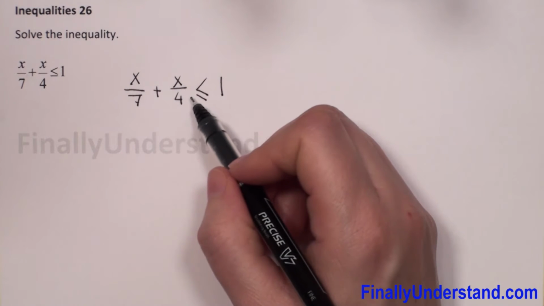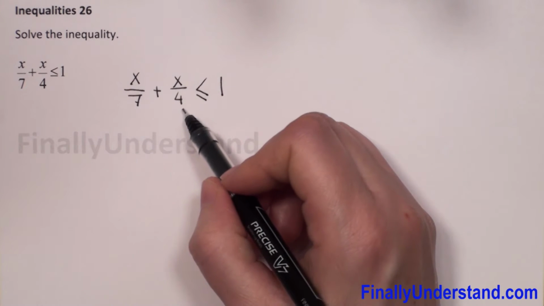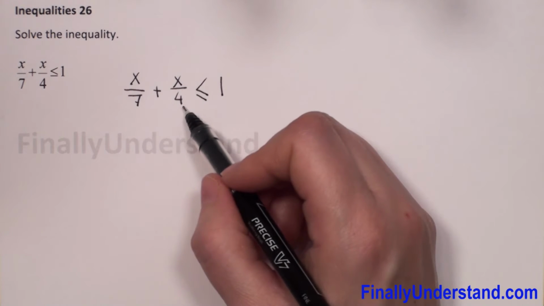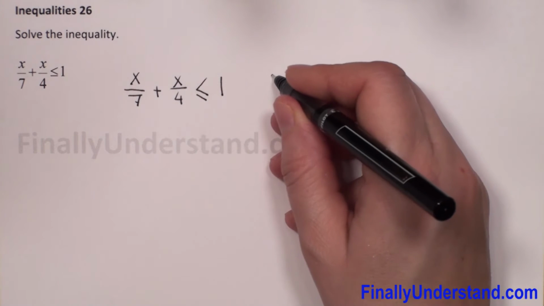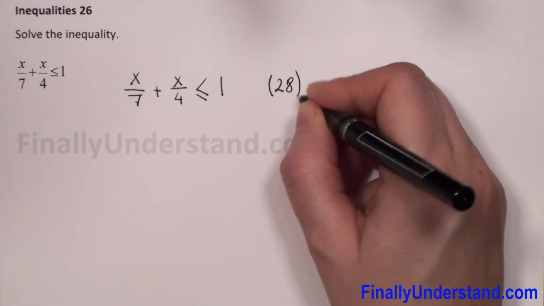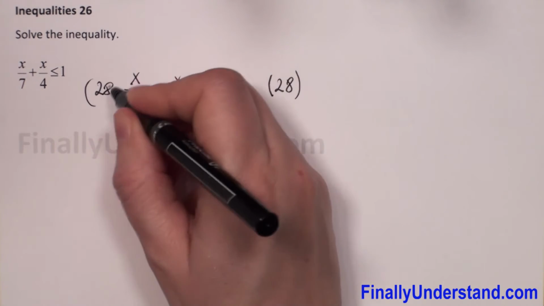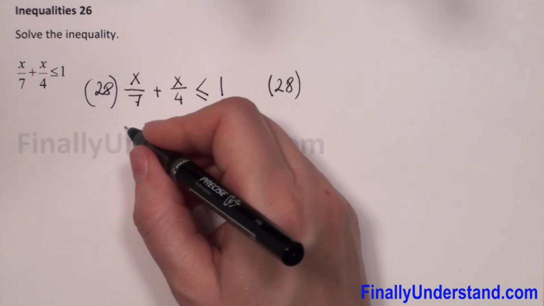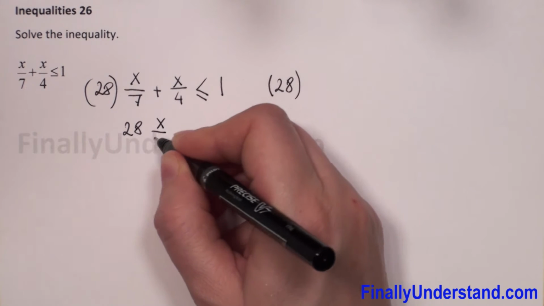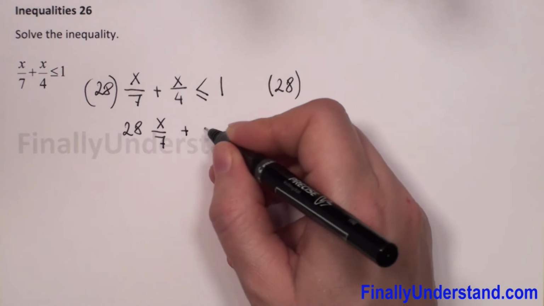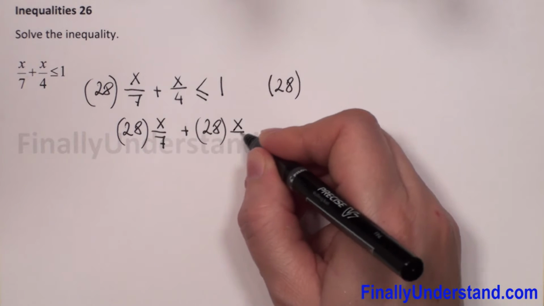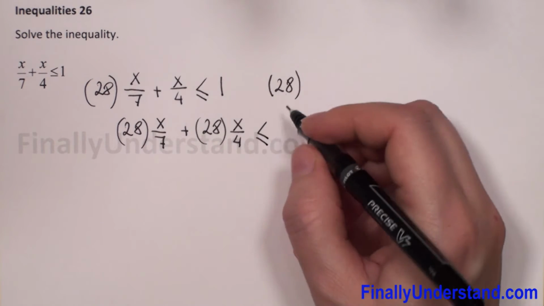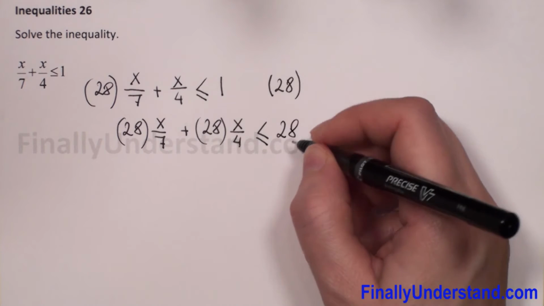Because I have fractions on the left side, to reduce them, I have to find the common denominator. It will be 28. So I can multiply both sides by 28. So I have 28 times x over 7 plus 28 times x over 4 is less than or equal to 1 times 28, which is 28.